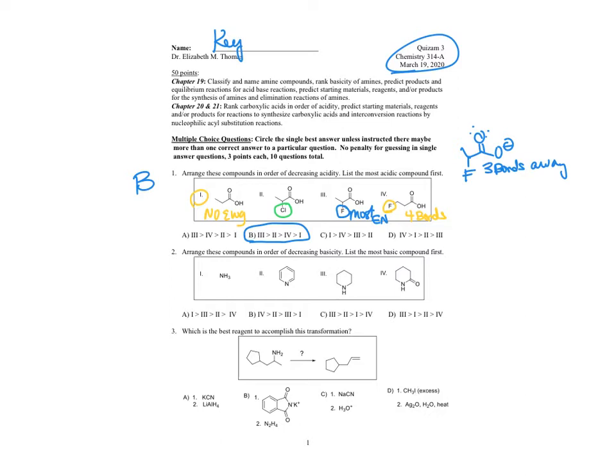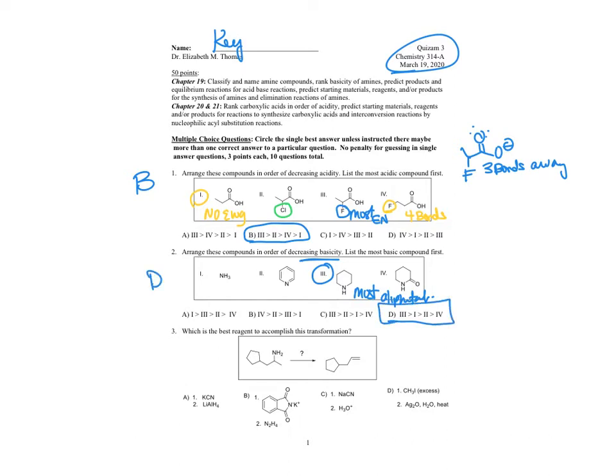All right, let's look at 2. Arrange the compounds in decreasing basicity. So your most basic is going to be 3. So this is your most basic. It's an aliphatic amine. And then, so your answer is going to be D.